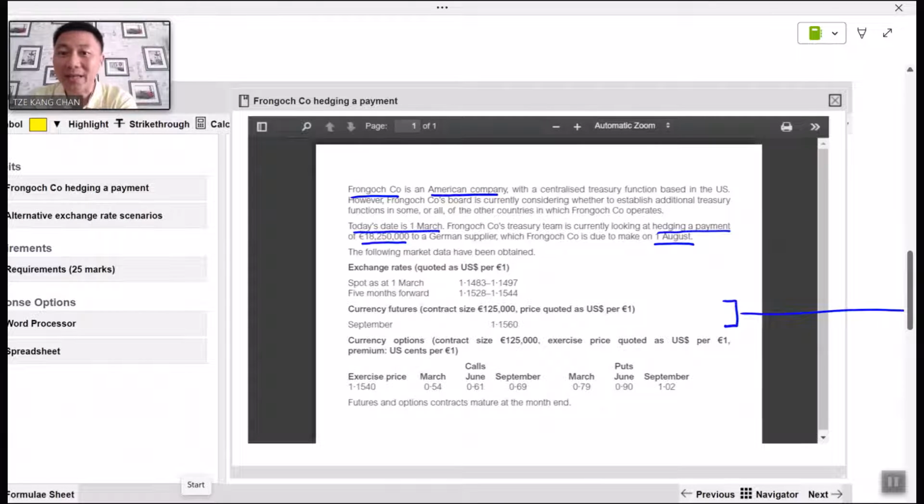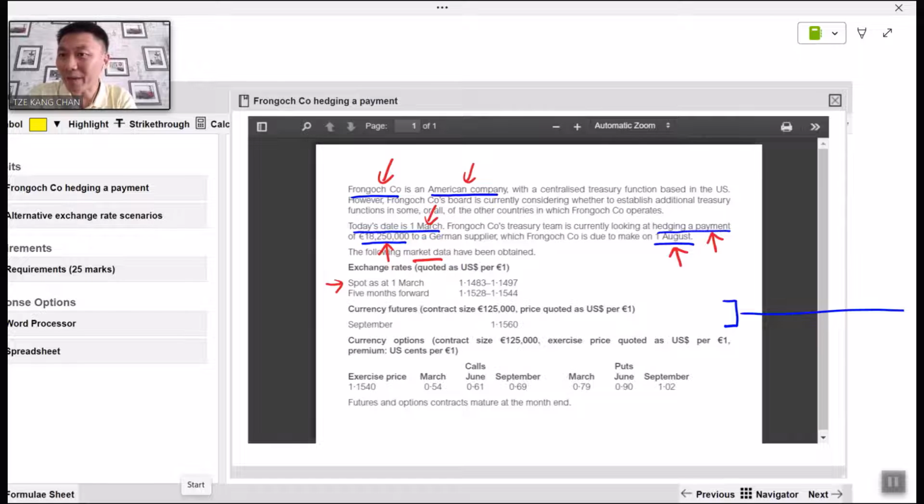First of all, this company is located in the US and today is 1st March, on which there is a plan to hedge a target payment, a planned payment worth 18.25 million euro that will take place on 1st August. The following are the market data on 1st March, which is now, including the spot rate and also market data of a few other hedging instruments.